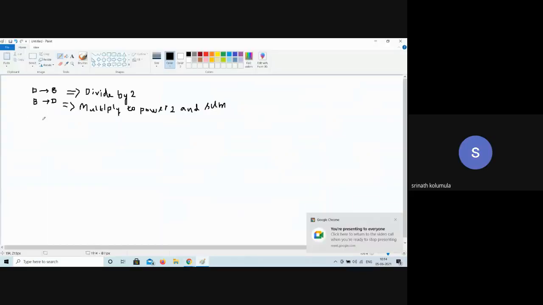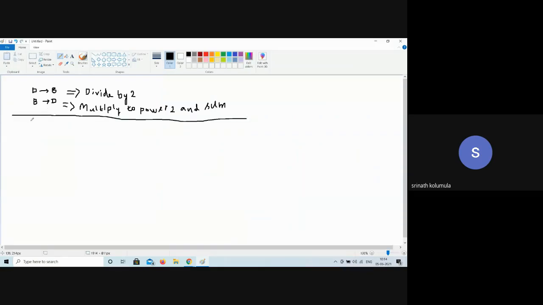Then after this, now tell me how to convert decimal to octal. Based on this logic, how do you convert decimal to octal? Same logic. What should you do here? Divide by 8. Very good. And octal to decimal, what is the same logic? Multiply by powers of 8.